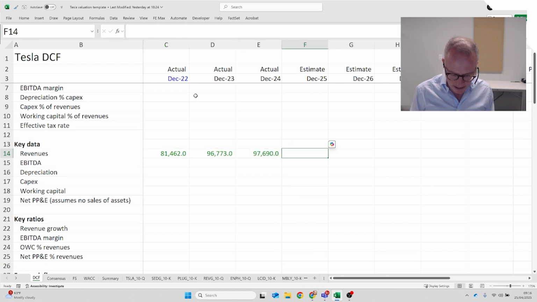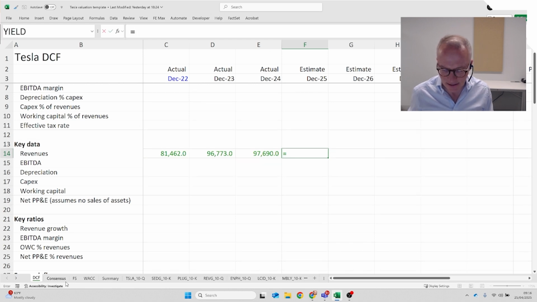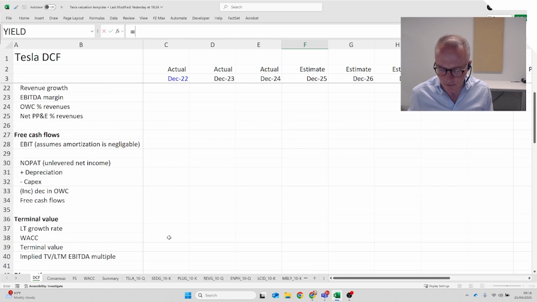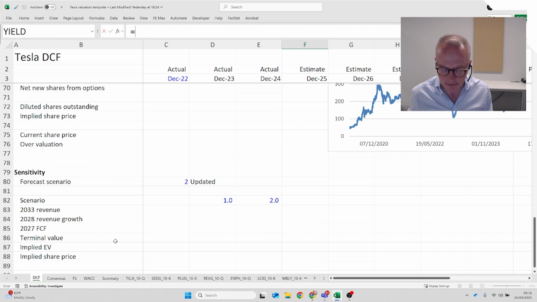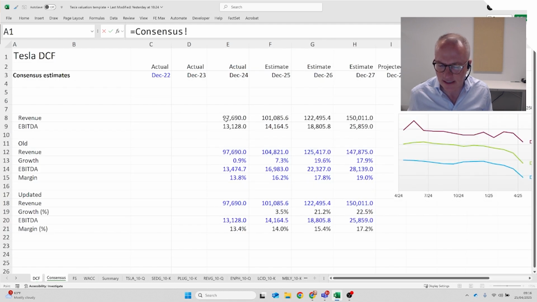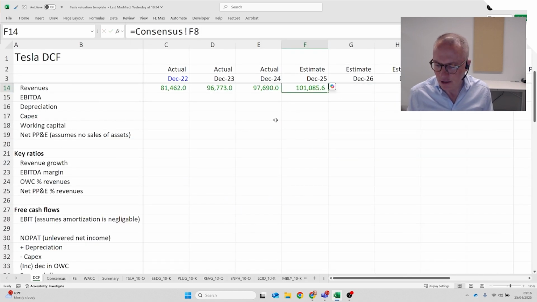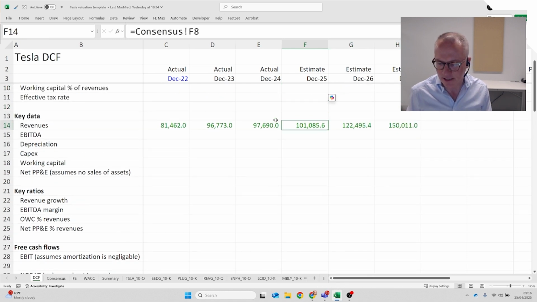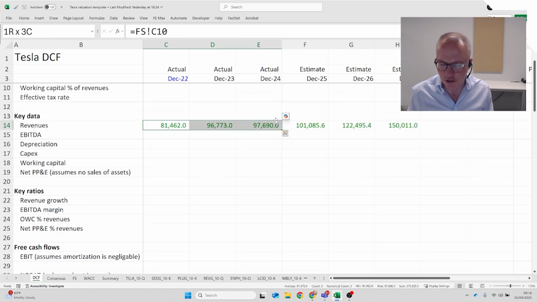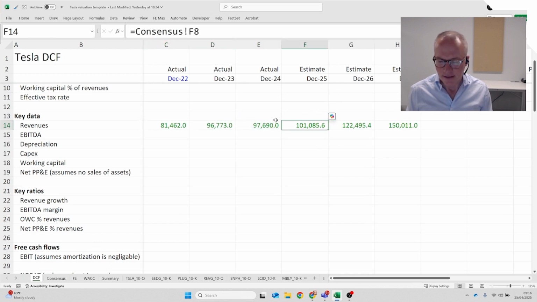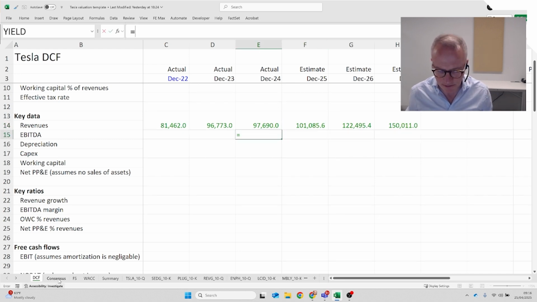For the next 3 years, I'm going to take that from my consensus estimates. I think I've actually got a little scenario choice for the consensus estimates, which is driving this number here. So I'm going to take the estimate for 2025 and then 26, 27. So I've got 3 years of estimates here, and 3 years of historical information there too. Then I'm going to pull in the EBITDA, and I'm just going to get EBITDA from the consensus estimates.